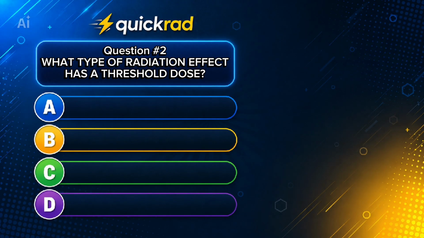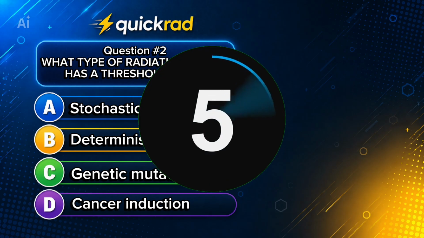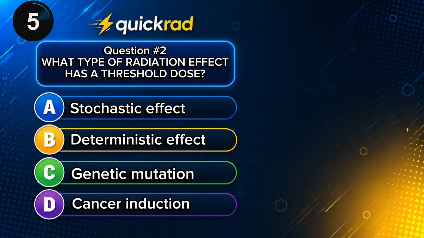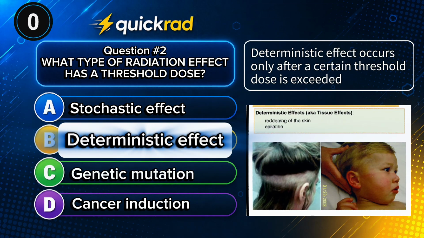Question 2. What type of radiation effect has a threshold dose? Correct answer B. Deterministic effect. It occurs only after a certain threshold dose is exceeded.